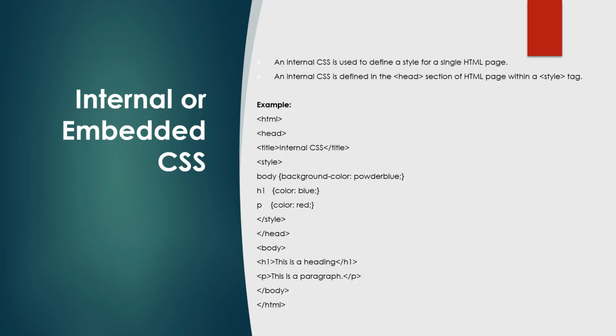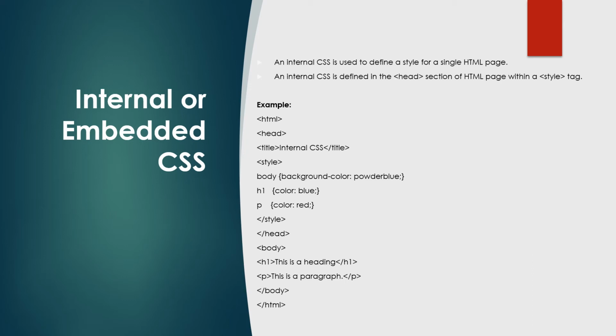Internal CSS is also known as embedded CSS. An internal style sheet is used to define a style for a single HTML page. Means we can apply an internal CSS to the entire HTML page. An internal CSS is defined in the head section of the HTML page using the style tag. This is an example of internal CSS.